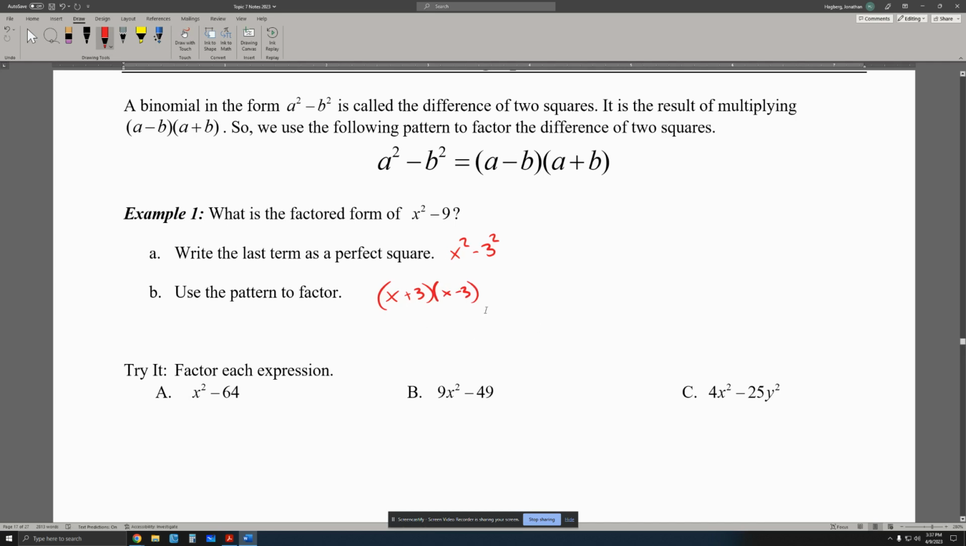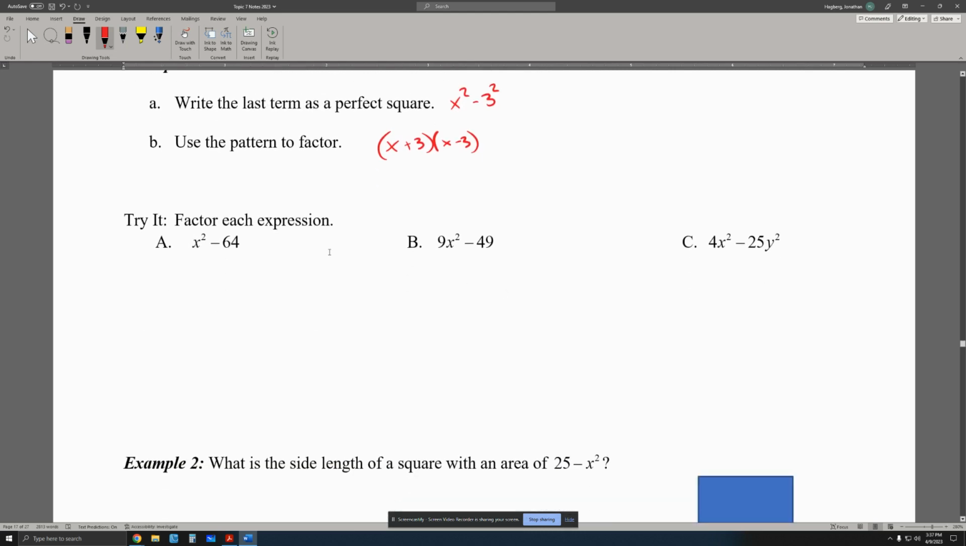Yes, you can flip these around and say x minus 3 times the quantity x plus 3. Multiplication is commutative, so it's okay to switch around those factors. It's the same result.